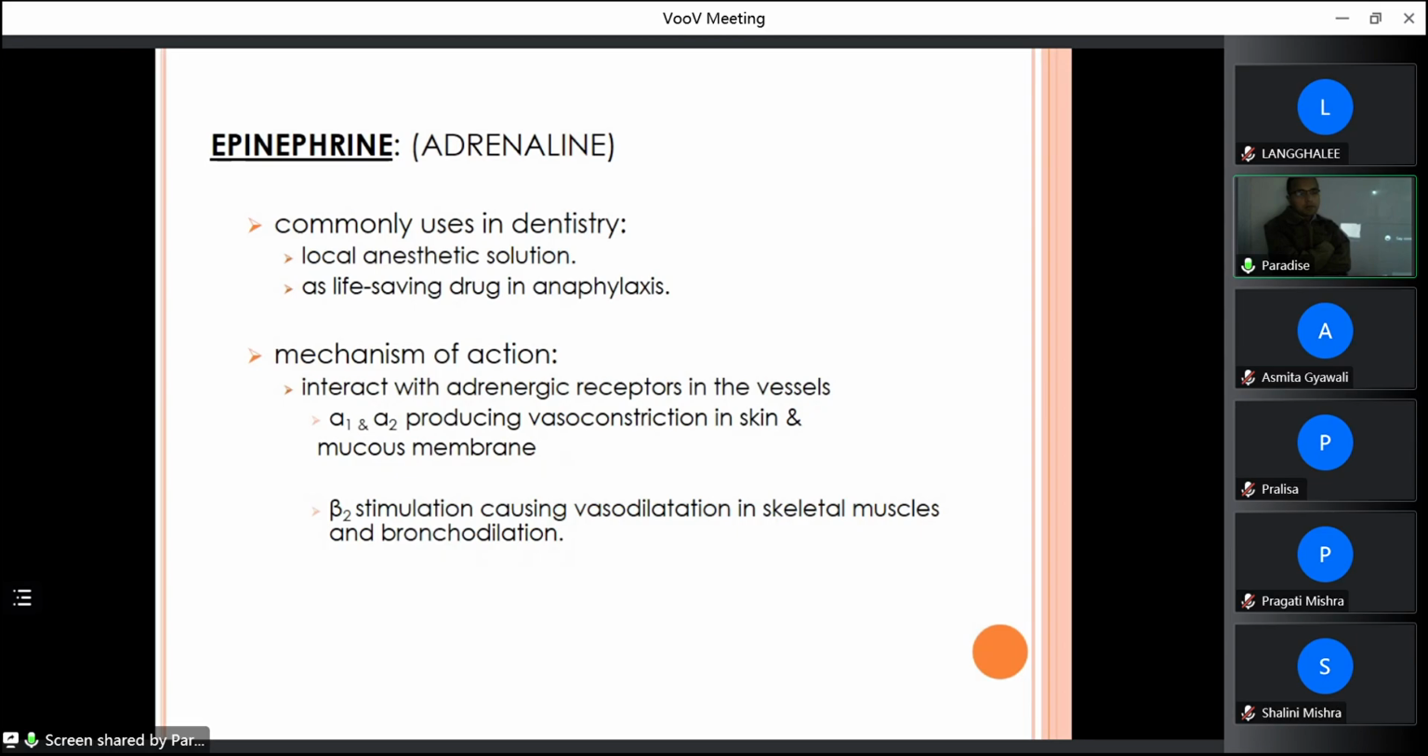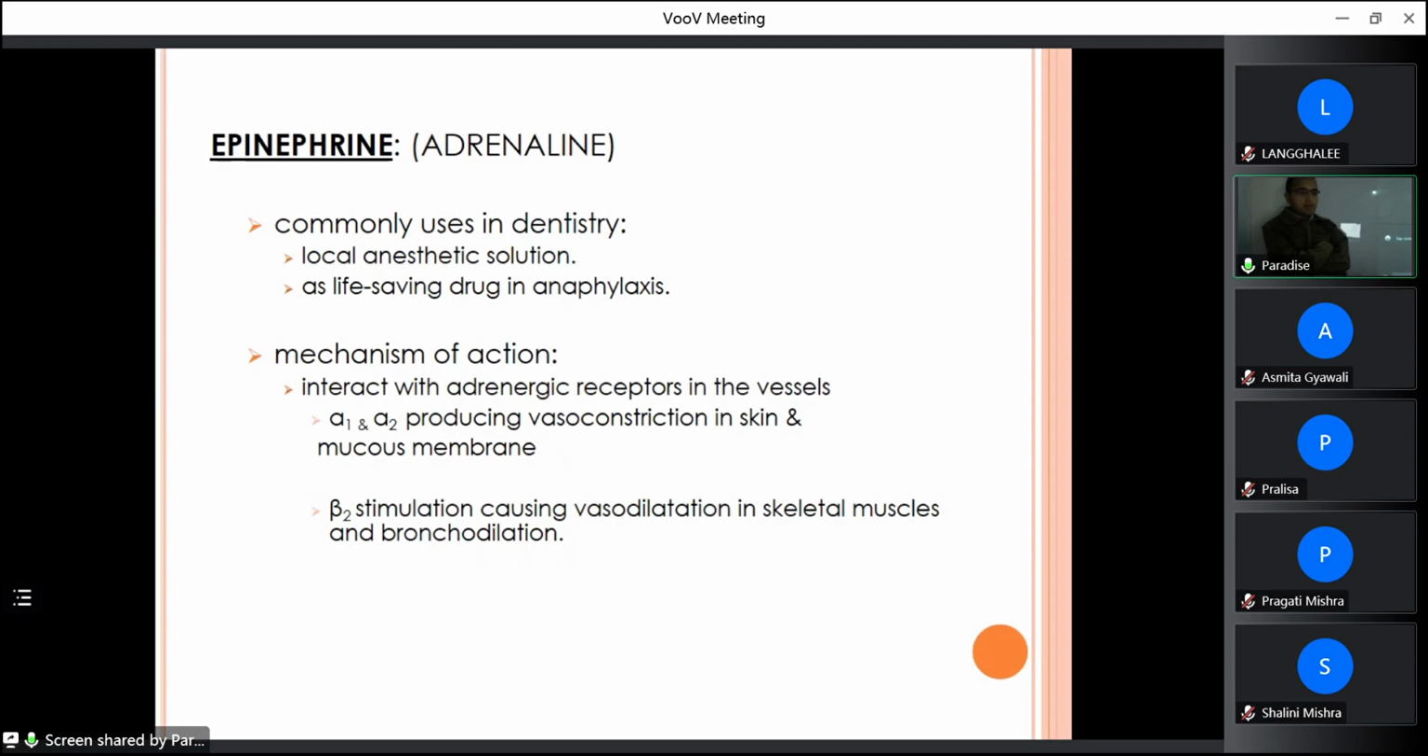There is alpha 1 receptor, alpha 2 receptor, beta 1 receptor, beta 2 receptor. Alpha 1 receptors are present in peripheral vasculature. It causes vasoconstriction. Beta 1 receptors are present in the heart. It causes tachycardia, increases heartbeat.